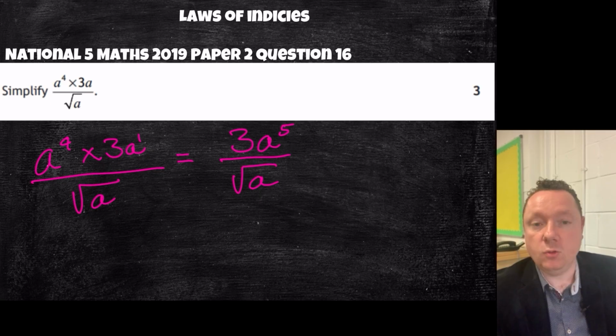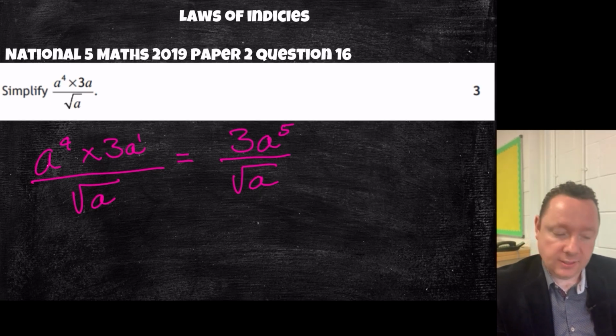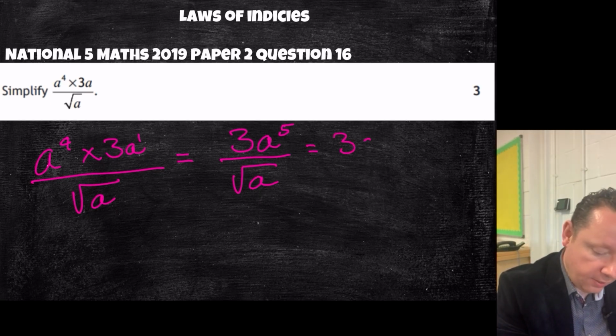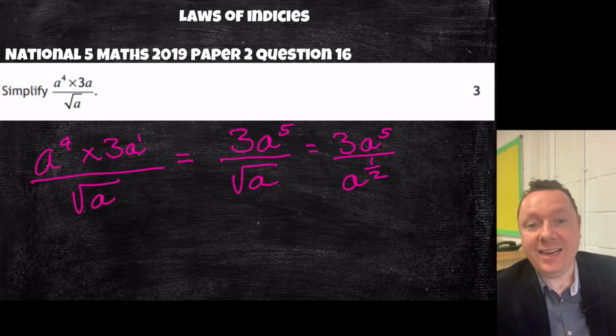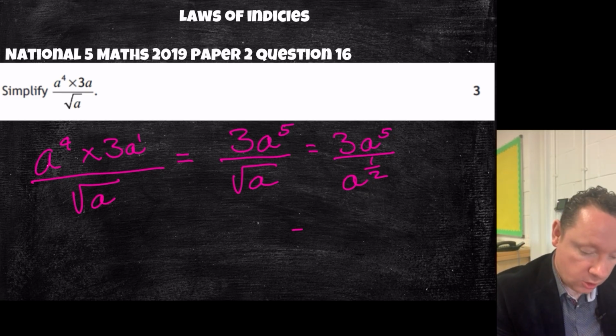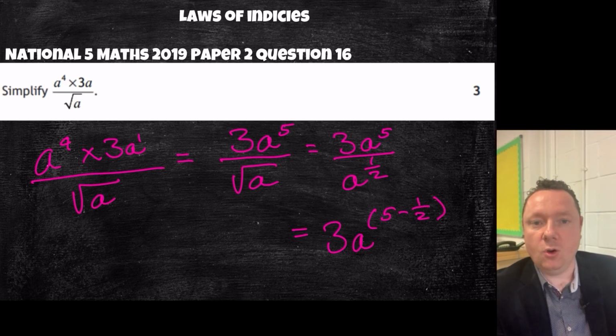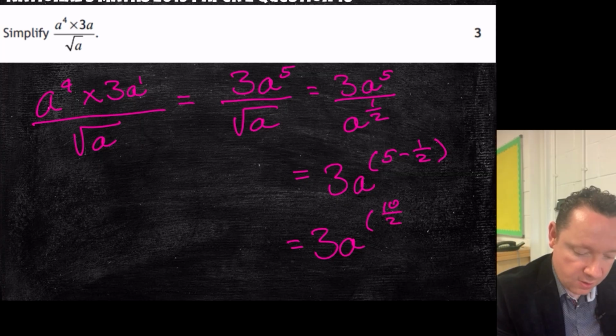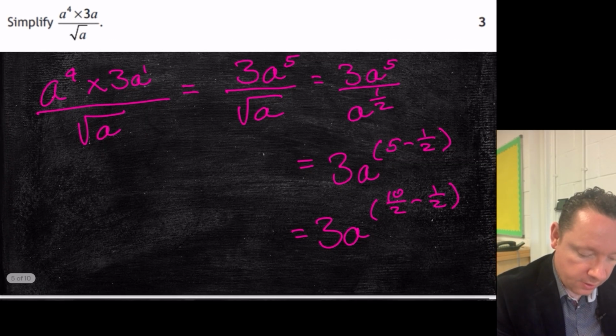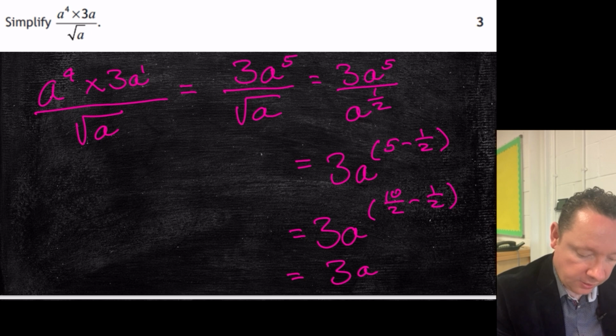Now, to divide by the square root of a, I'm doing indices, so I need everything to be indices. So that's going to be 3a to the 5 all over a to the half. The square root of a is a to the half. And now I'm dividing indices, so I can take away the powers. So that is 3a, and it's going to be 5 minus a half is what I need to do. Now 5 minus a half, I want it all in fractions. So I will change that to 3a. And you might know this already, but 5 is 10 halves minus 1 half to be very clear. So that gives you 3a to the 9 halves.